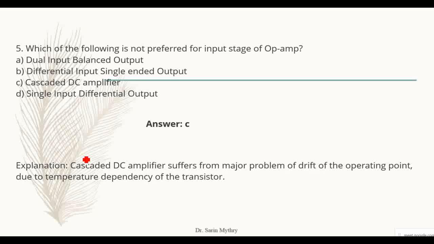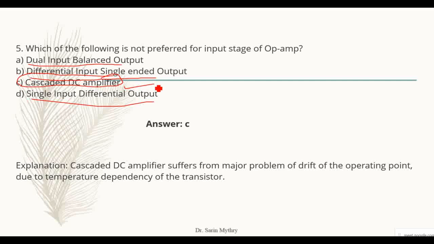See here now, in the operational amplifier we have seen all these three configurations. We have seen the configuration of differential input balanced output. We have seen this configuration of differential input signal with a single-ended output. We have seen single input differential output. So the only odd one out will be the cascaded DC amplifier. So the answer C is the correct one. Cascaded DC amplifier is the correct one. Why is it not preferred for the input stage of an op-amp? Let us study why it is not preferred here.